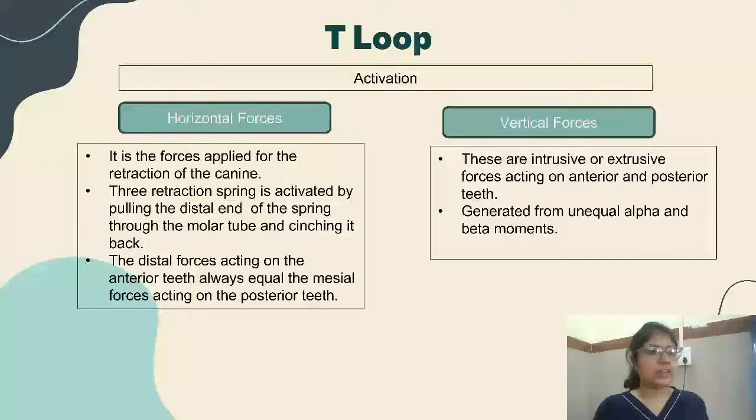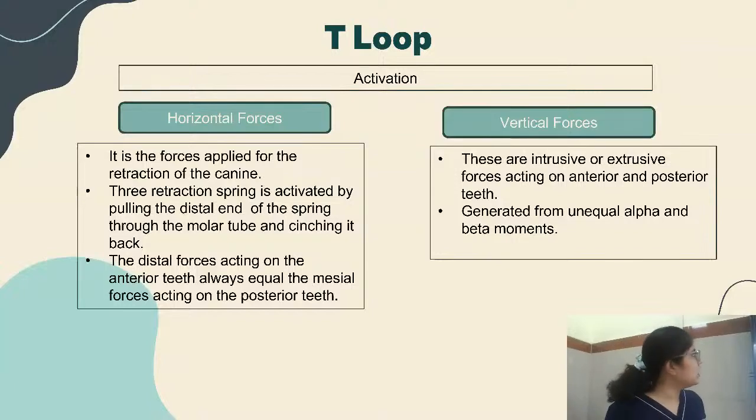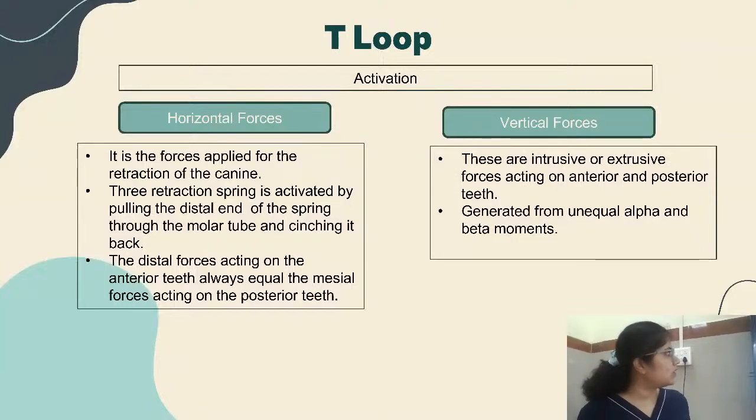So during T-loop activation, two forces are applied. Horizontal force, it is the force applied for the retraction of the canine. The retraction spring is activated by pulling the distal end of the spring through the molar tube and cinching it back. The distal forces acting on the anterior teeth are always equal to the mesial forces acting on the posterior. And vertical forces, these are intrusive or extrusive forces acting on the anterior and posterior teeth.